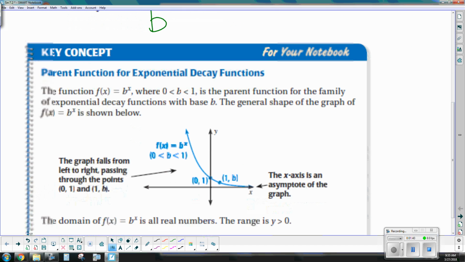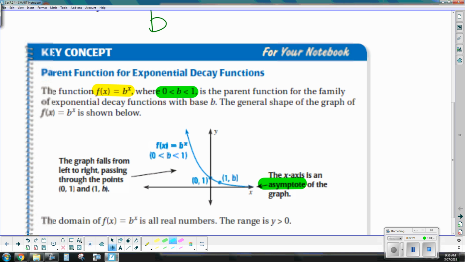So if you look at your note sheets, here is the parent function for an exponential decay function. So again, it's in the form y equals a times b to the x power. But the difference is that b is between 0 and 1, which makes it decay exponentially. So here we have our asymptote, and that's the x-axis. So it's going to continue getting closer and closer and closer to the x-axis, but our function's never actually going to be equal to 0.